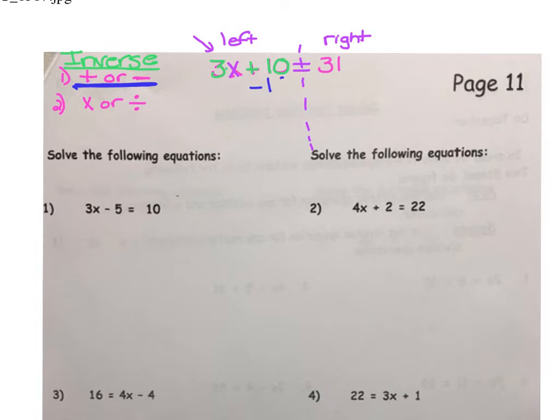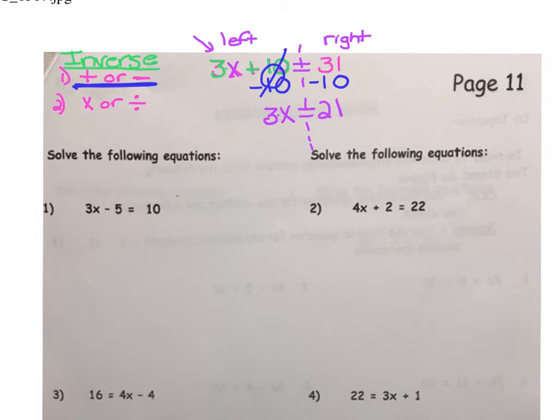Do the opposite and subtract 10 from the left. And what you do to one side, you have to do to the other. Subtract 10 from the right side of the equation. A gain of 10 and a loss of 10 zeroes out. Now we're left with 3 times x equals 21.